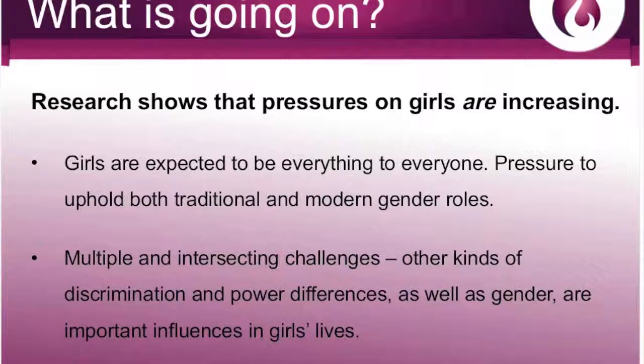So there's this sense that both traditional and modern gender roles need to be upheld, that girls have to be kind of successful at everything or expected to be everything to everyone. And then the other aspect, which we think is really important, is the intersecting issues. So girls don't just experience challenges because of gender, they experience challenges because we live in a society with multiple types of oppression and power and privilege and so on. And so those play a big role in girls' lives.